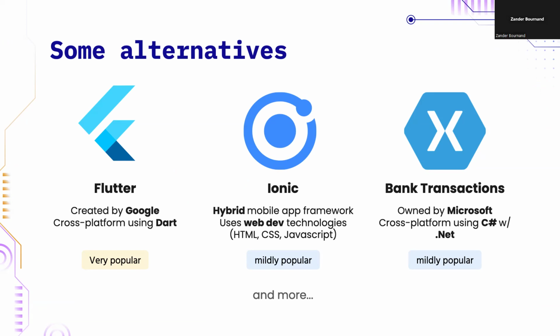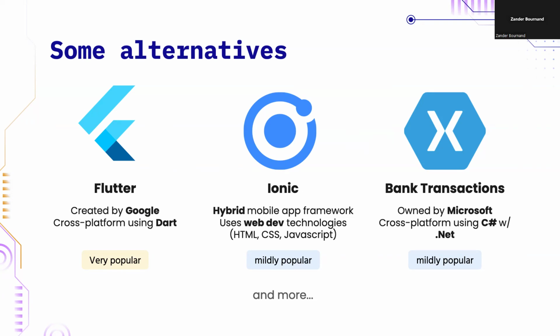So Flutter is probably similar in popularity to React Native. Flutter was created by Google, and it uses a language called Dart. So you're not using JavaScript, Swift or Kotlin, you're using Dart. It's its own language, so there is some learning curve to that. That is the same as React Native: it actually has its own rendering engine, but we won't dive too much into that.